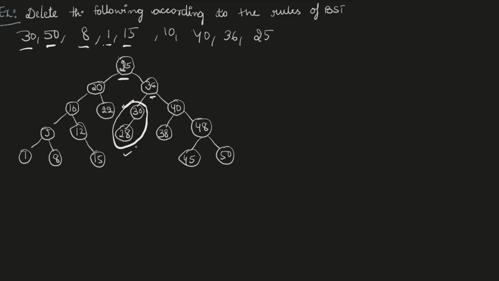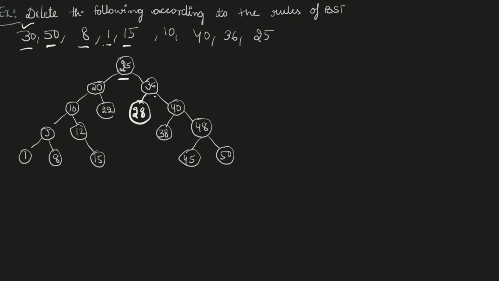It has only one single child. So if it has one single child, we need to follow rule number 2. We'll replace it with the child itself. So this would now become 28, as we have removed the 30. The first one is done.